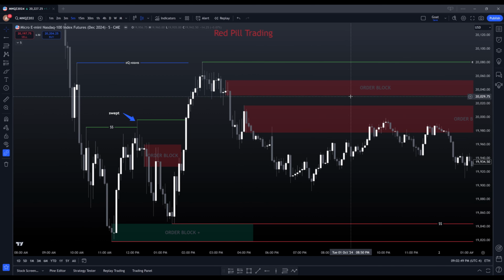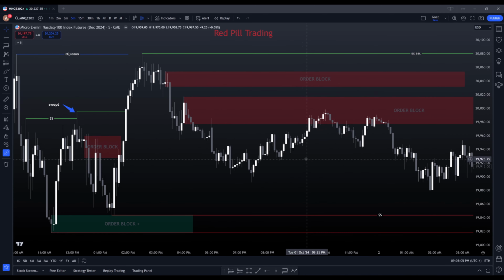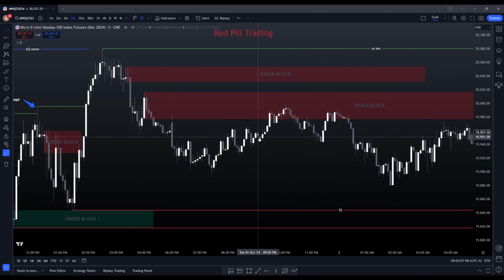Did price come back in and tap us into this? No, it did not. Instead, it pushed down, came up, acted like it was going to do it, and we had another aggressive move to the downside. So last bearish or bullish candle, top and bottom, that's our other order block. Okay, so now we're going to wait for price to retrace into this area.